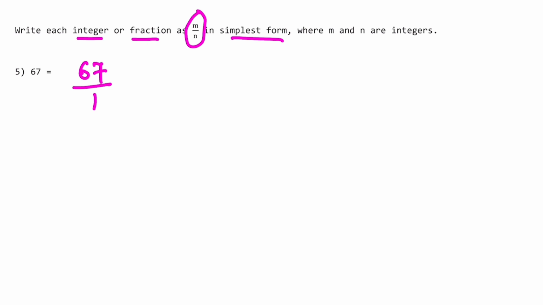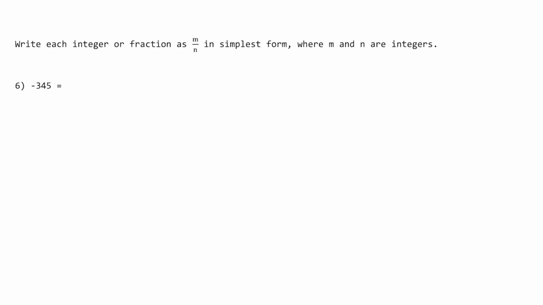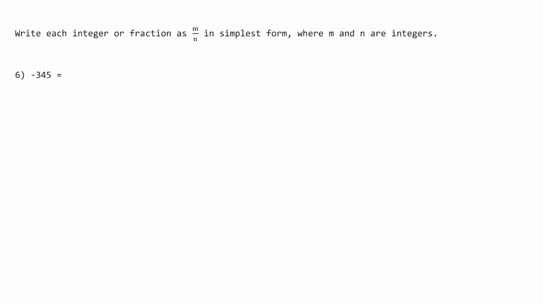It doesn't change. So that's it. It's the simplest form here. Moving to the next one. It's minus 345. Again, you just have to put it, divide by 1, and it's done.